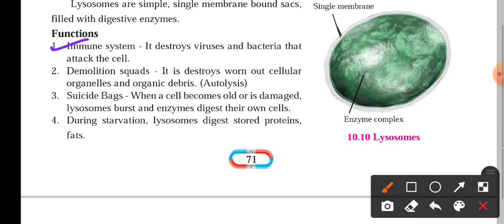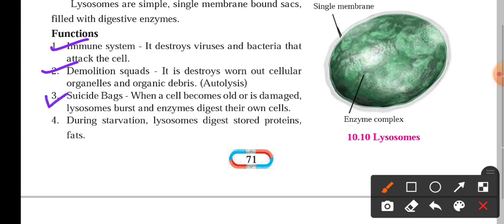First of all, the immune system. It destroys viruses and bacteria that attack the cell. So it kills them. Demolition squads. It destroys worn out cellular organelles and organic debris, that is autolysis. Means if one of the cells has died, or a cell organelle has died, then this particular organelle digests or destroys that, and that's why this is called autolysis.